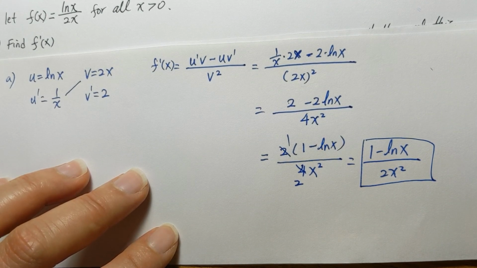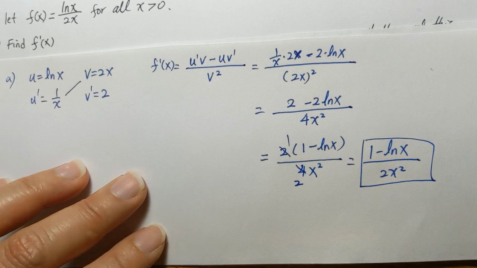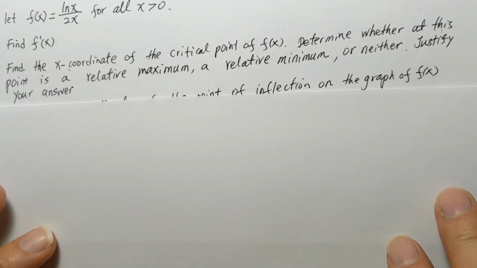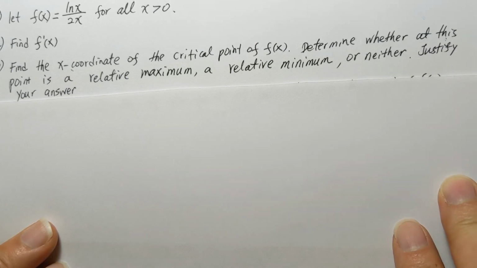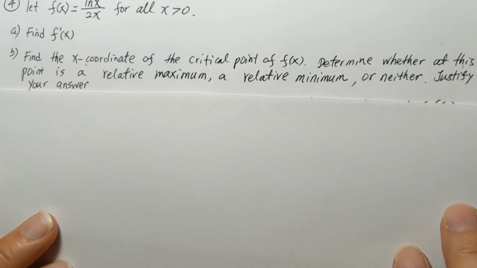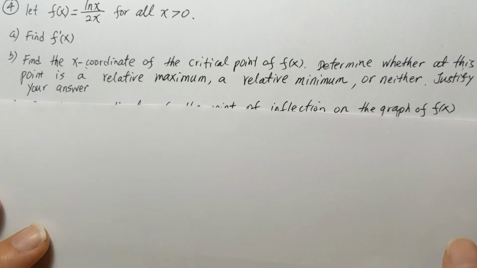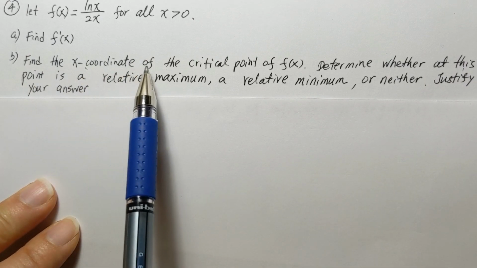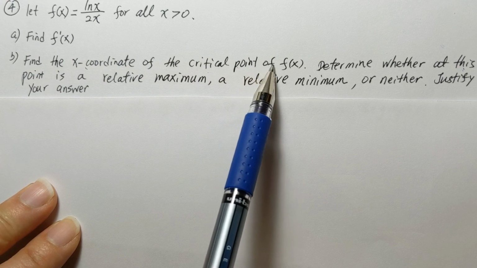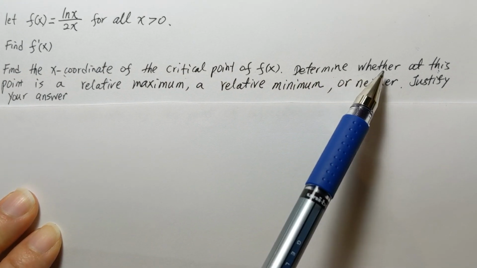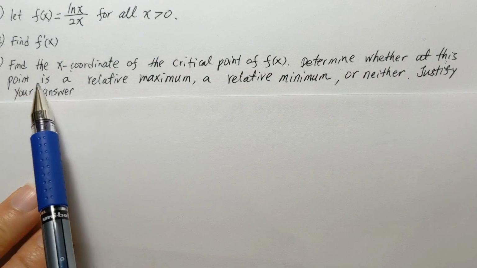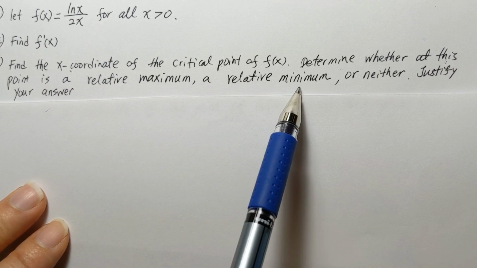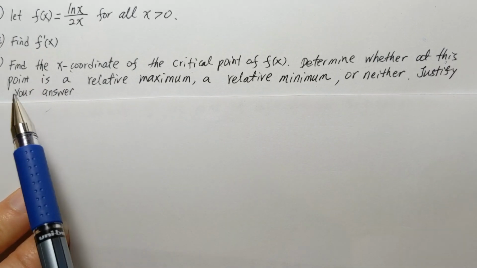Now we are going to part B. Find the x-coordinate of the critical point of f of x. Determine whether this point is a relative maximum, a relative minimum, or neither. Justify your answer.